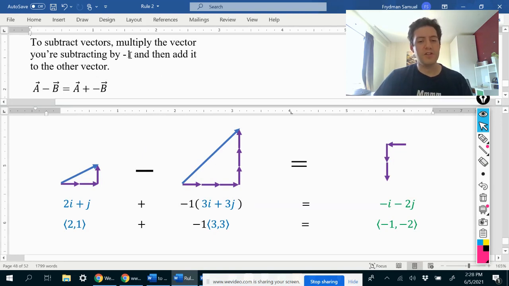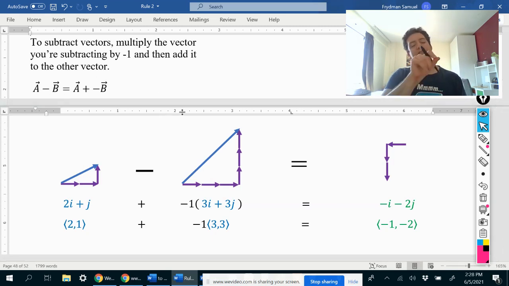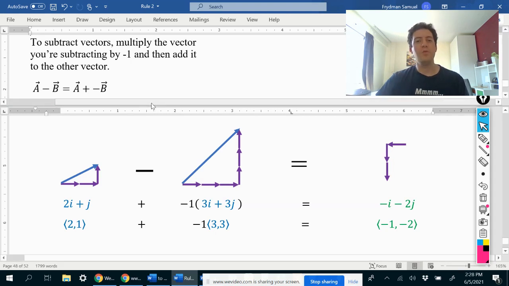To subtract. Okay, so we're going back to subtraction, which is like taking the second vector, making it go in the opposite direction, and then adding it to the first vector. We already talked about that, but now let's just do it with components, okay? So if I want to do the vector 2i plus j minus the vector 3i plus 3j, that's the same thing as multiplying this vector by -1 and then adding it to this vector. And we can do that component by component.